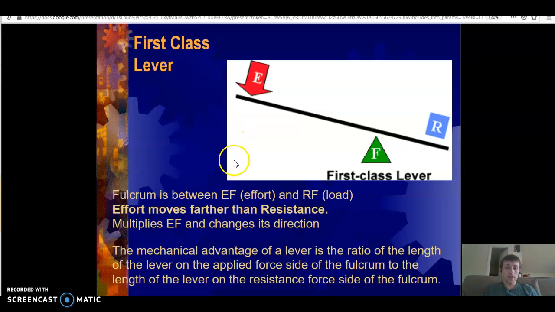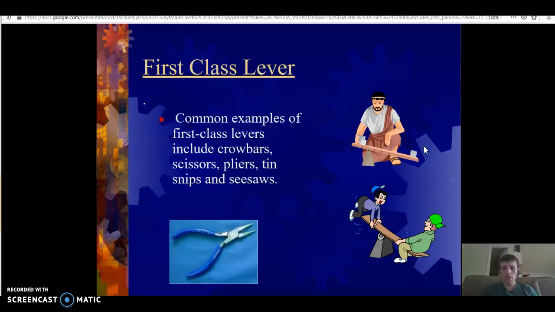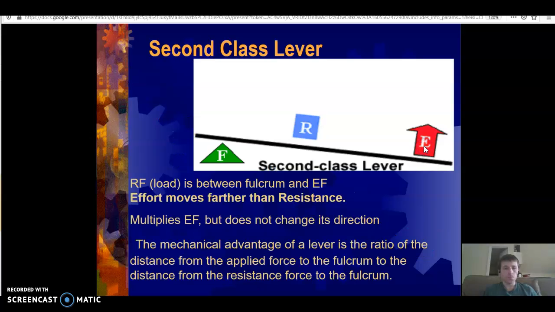The way you figure out the mechanical advantage of this thing is you take the ratio of the distance from the fulcrum to the effort, and you divide it by the distance from the fulcrum to the load, this distance. Nothing more to say here. Some common examples would be pliers, crowbars, seesaws, things we're fairly used to.